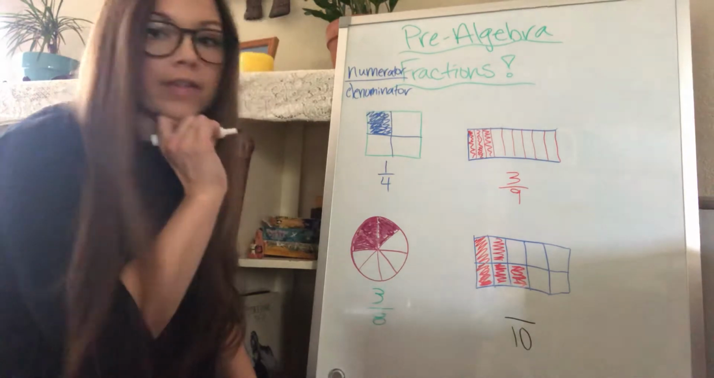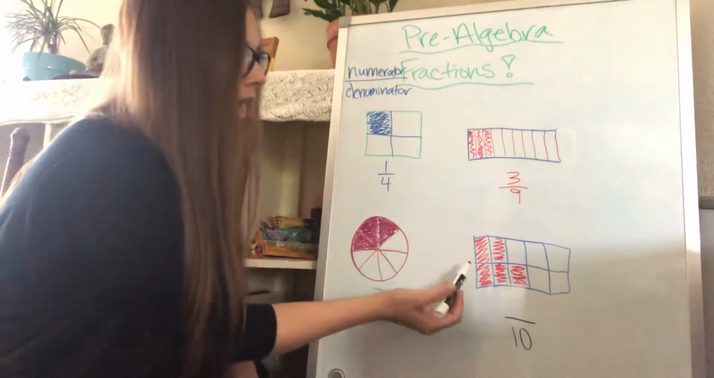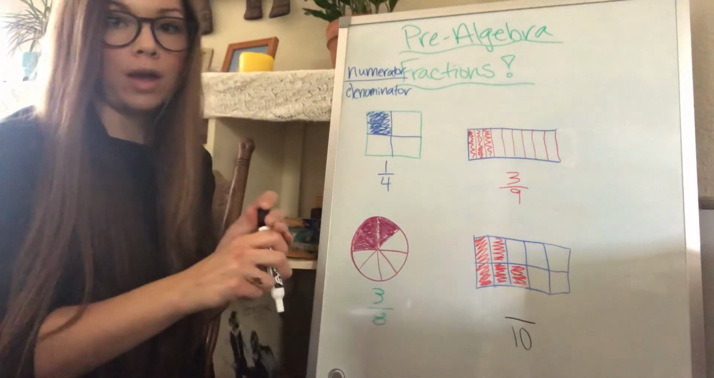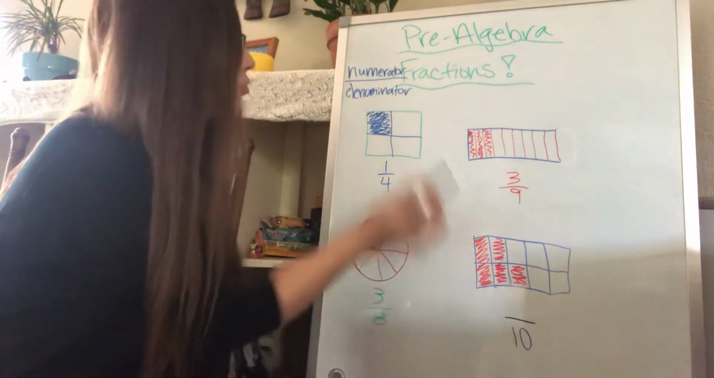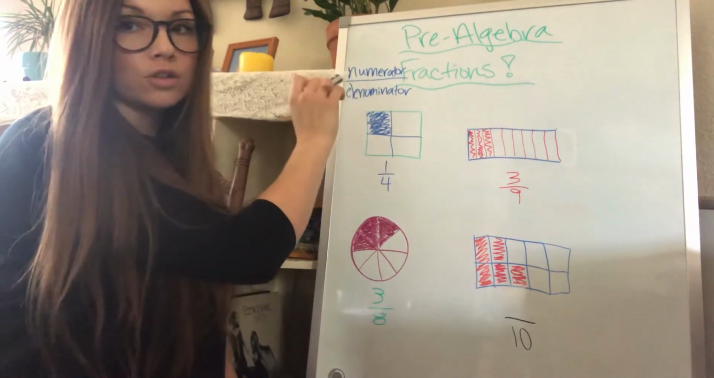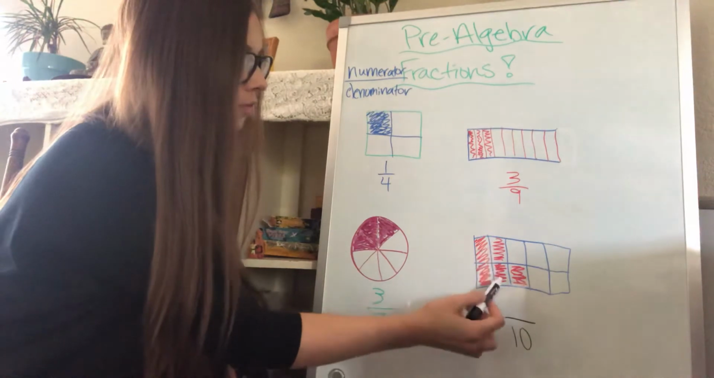10. Okay, that's how many pieces are there total. How many pieces are we talking about? How many are colored in? That's our numerator, right? How many we're talking about is our numerator. So 1, 2, 3, 4, 5.